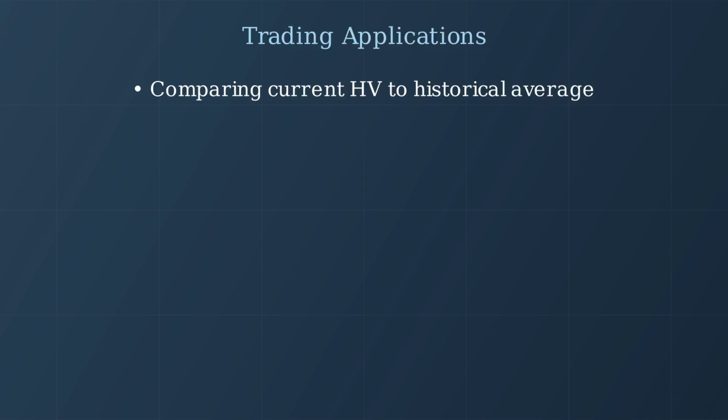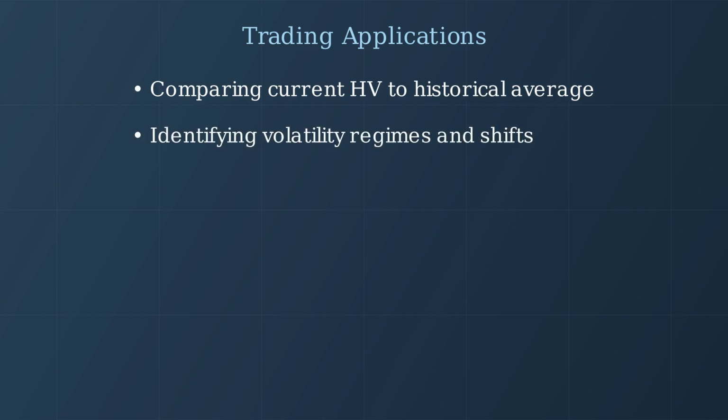Let's explore how traders use historical volatility in real-world trading scenarios. Traders use historical volatility in several ways. First, they compare current HV levels to historical averages to determine if an asset is experiencing unusual volatility. They also identify volatility regimes and shifts, which can signal potential changes in market conditions.